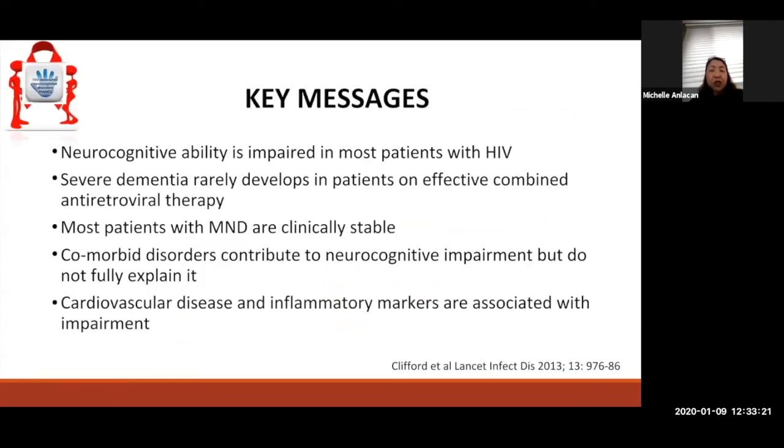So key messages: neurocognitive ability is impaired in most patients with HIV. Majority might be mild or asymptomatic. Severe dementia rarely develops in patients on effective combined antiretroviral therapy. So if you saw in the PGH study, it was like 8% only. So mababa naman siya because these are patients on follow-up with adequate therapy. Most patients with MND are clinically stable, and comorbid disorders contribute to neurocognitive impairment but do not also fully explain it. Next, please.